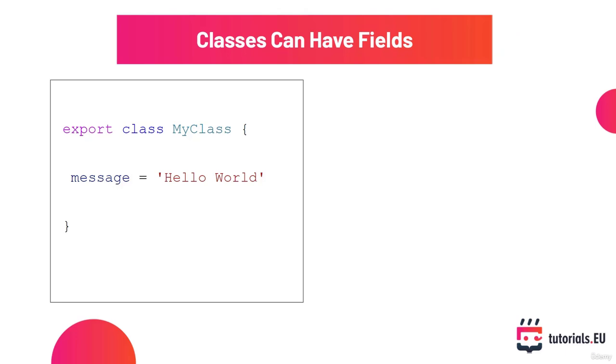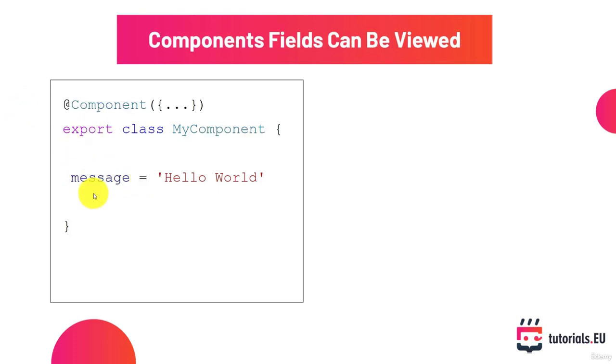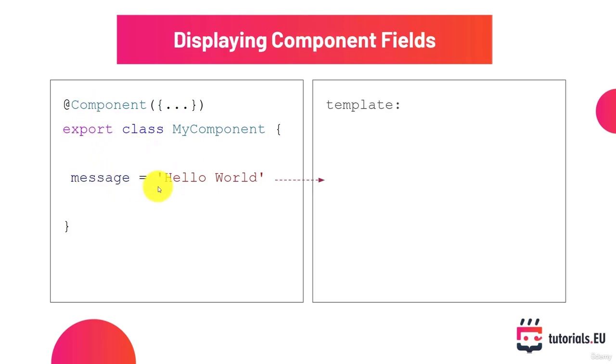In one of the last videos I explained how to define fields for classes in TypeScript. You can see this right here. Here we got a class and we got a field. Now we have attached a decorator here, which makes this class for Angular a component. But exactly like other classes, components can also have fields, so there is no difference. The main difference is that we can use the field message right here and show it inside of an HTML template because it's a component.